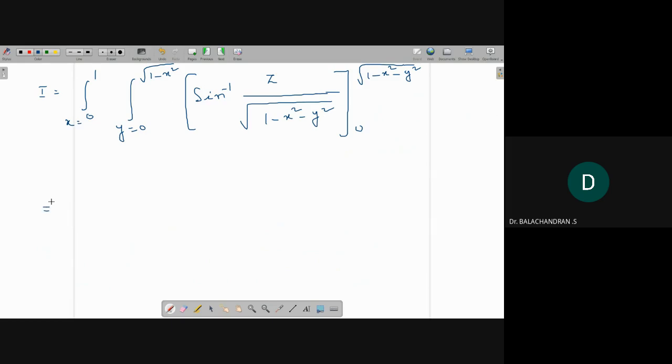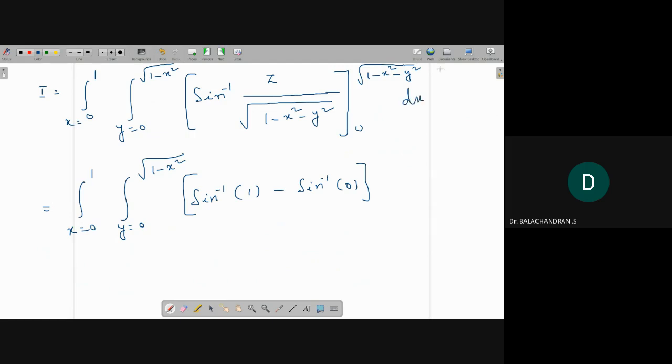If you substitute the upper limit, you'll get sine inverse of 1 minus sine inverse of 0, into dy dx. So this is actually pi by 2, and this is 0. So pi by 2 is constant, so I will write pi by 2 here.